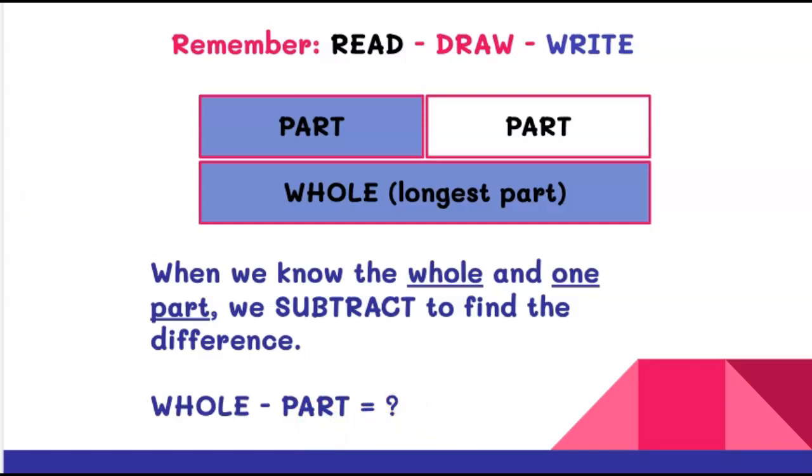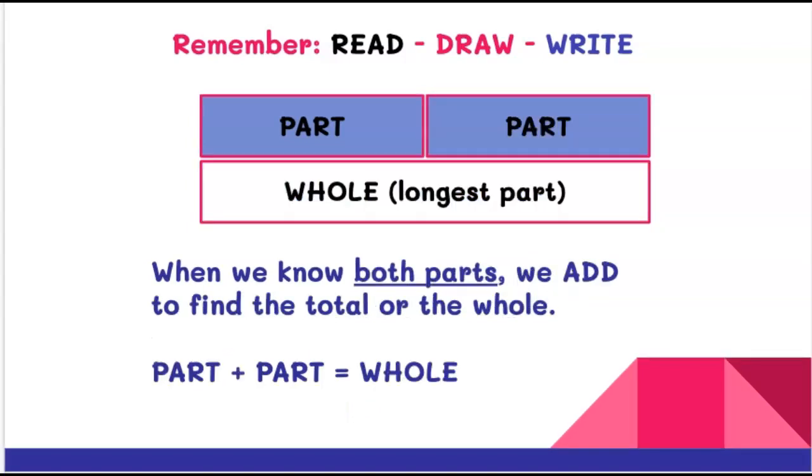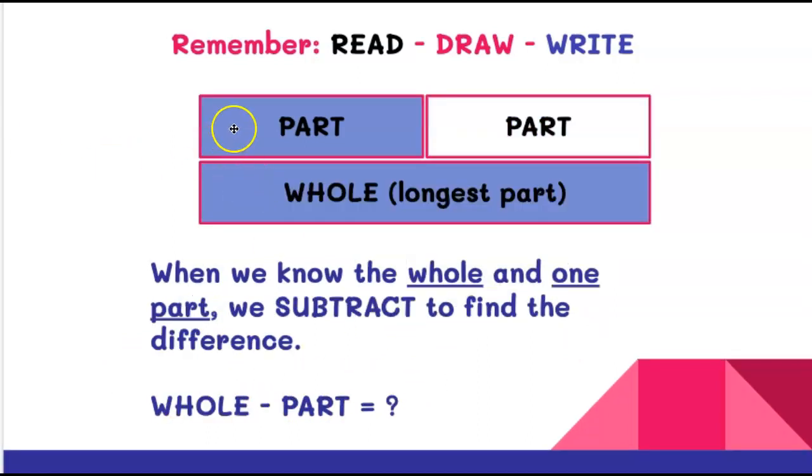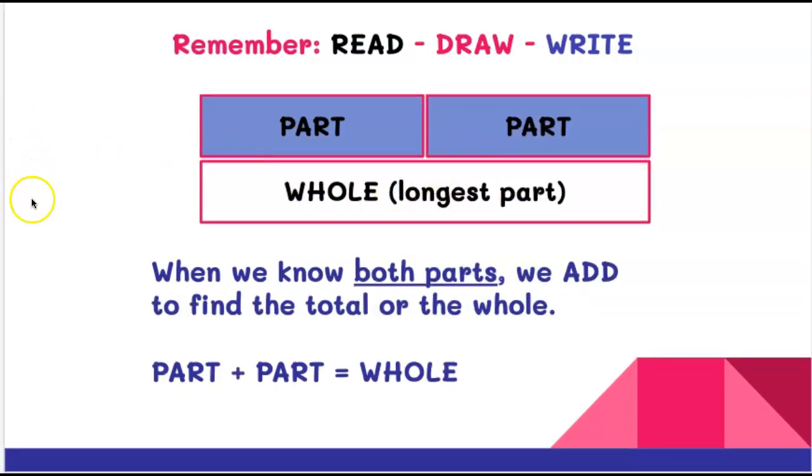When you read the problem, you might sometimes get other information though. So if they tell you both of the parts in the problem, you're going to use addition to find the whole. So I wrote, when we know both parts, we add to find the total or the whole. So part plus part equals whole. Whole minus part equals the other part. Part plus part equals whole. So that's important to remember, and you can always go back to these two slides once you figure out what information you know in your problems.